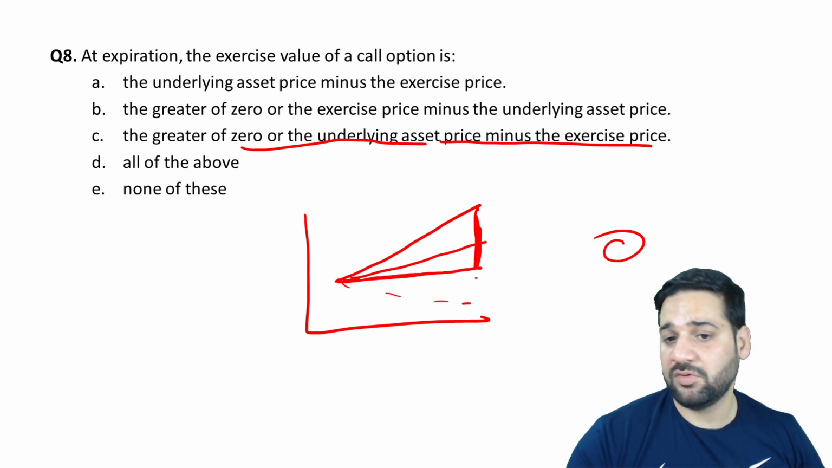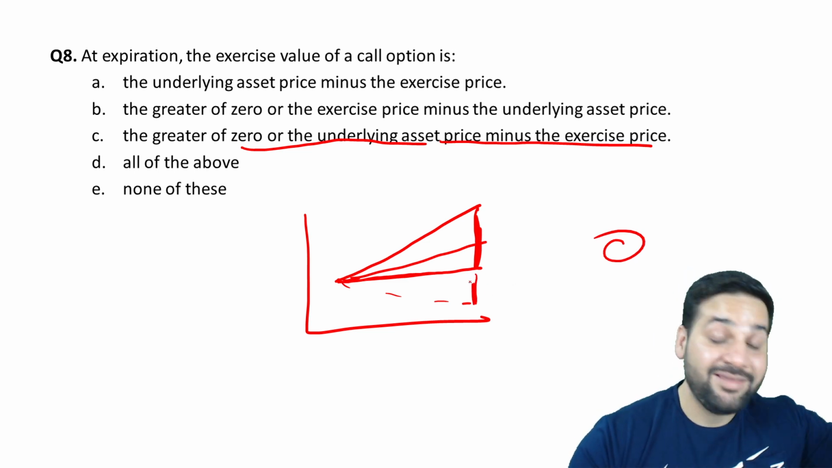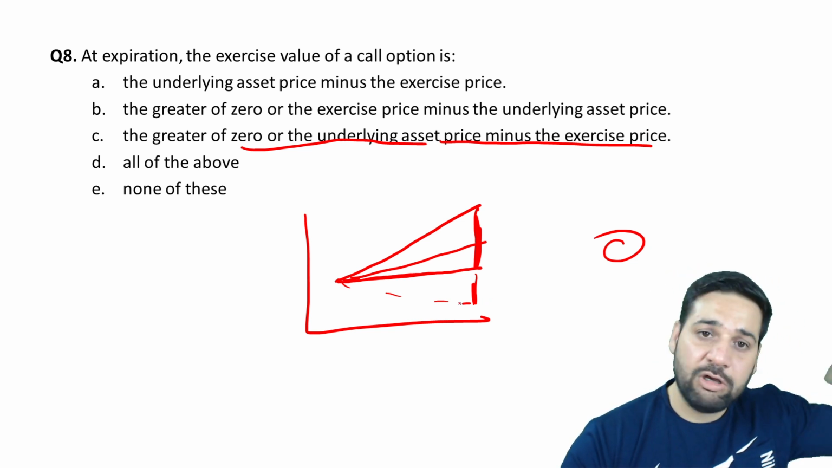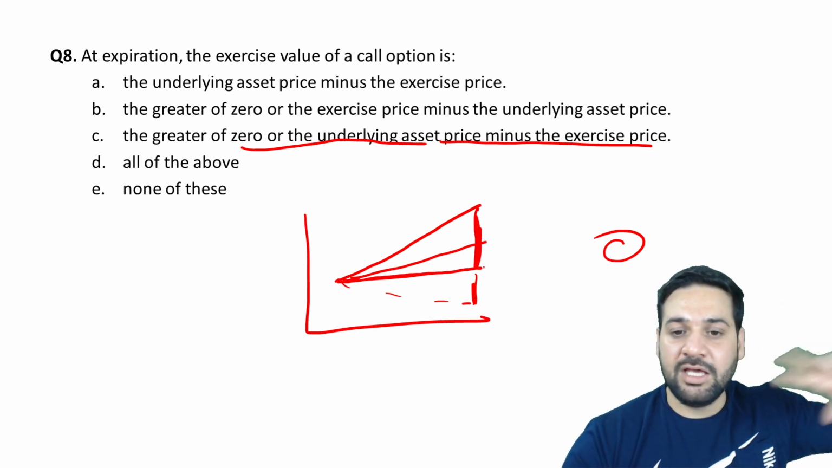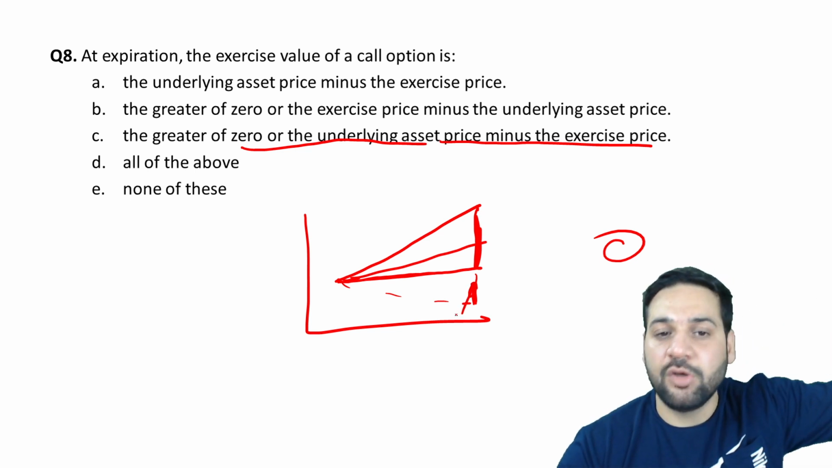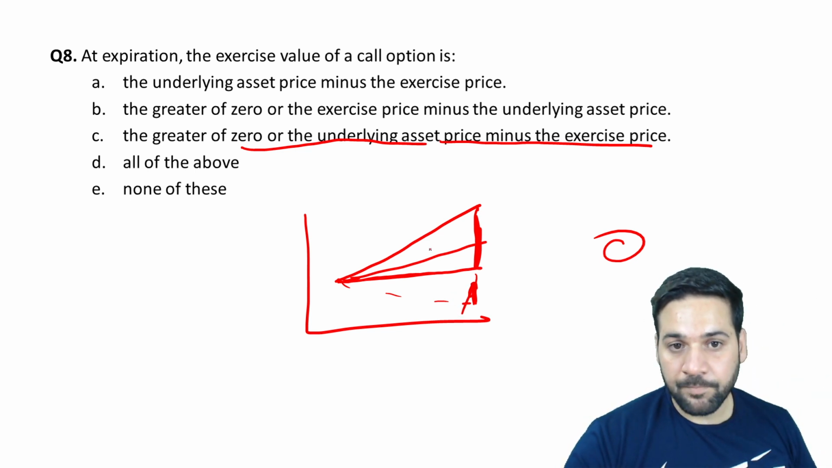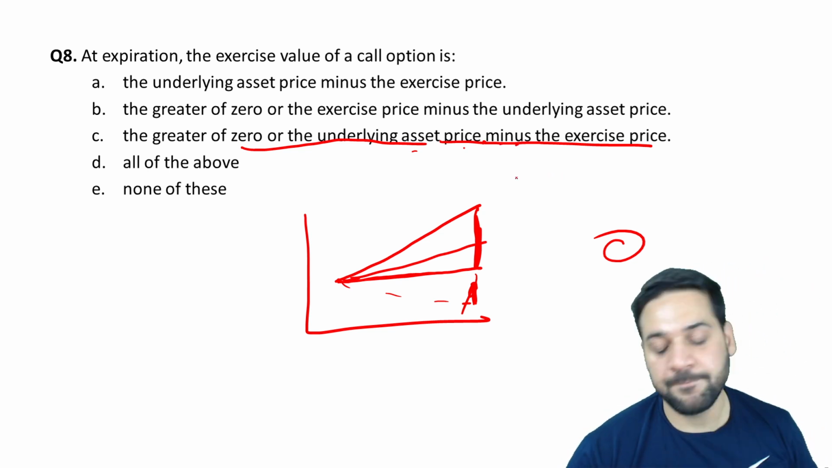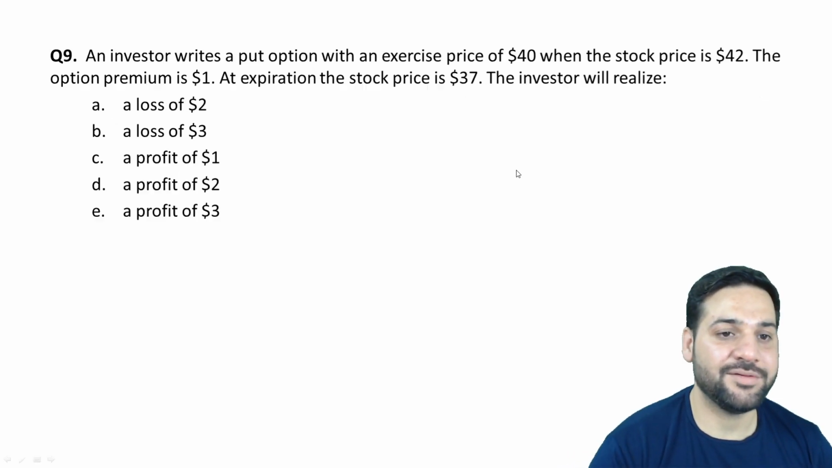So here there would be a loss. He won't be exercising that option. वो option को जाने देगा. He won't be making a loss out of it. He already bought the option. If he is making a loss at that point of time, he'll let the option go. So either it would be 0, right, or the underlying asset price minus the exercise price. ठीक है? So C is the correct answer.